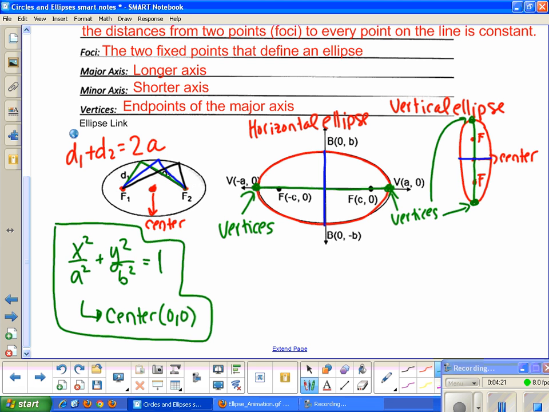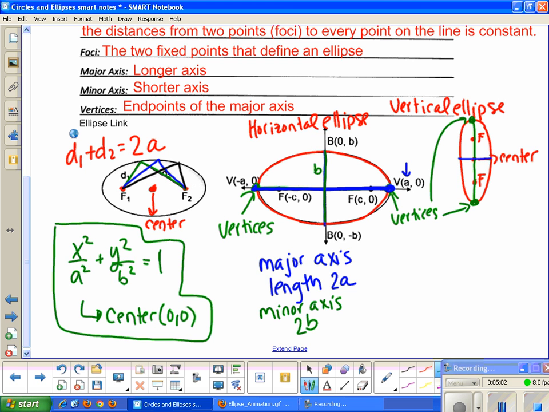Another thing that I need to talk about for an ellipse is that I know that the distance from here to here is going to be a specific length, and notice that if this is a out here, then I know that this distance from here to here is going to be 2a. So the major axis length in this case is 2 times a. The minor axis, which is this way, which is a value of b, would be 2 times b.